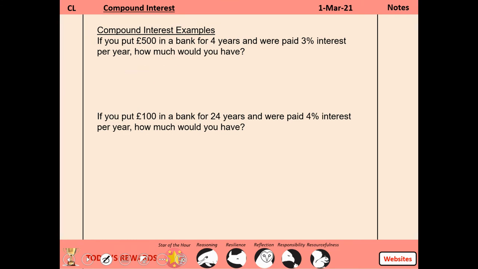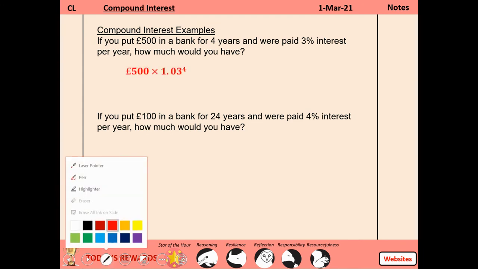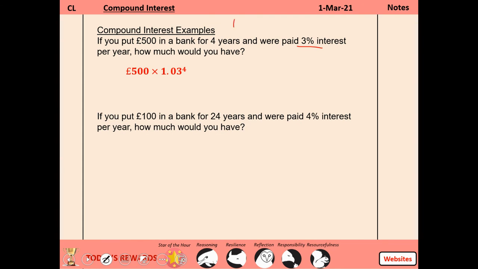Okay, so the first one, remember, the original amount is £500 multiplied by my multiplier. So my multiplier, it's a 3% increase, right? So a 3% increase is just going to be 103%. As a multiplier, that will be 1.03. Okay, so you worked out what your multiplier is, and then to the power of 4. Again, use your calculator. You can't do this in your head. You need to be able to use a calculator. Okay, so £500 times 1.03 to the power of 4, and that gives you £562.75.